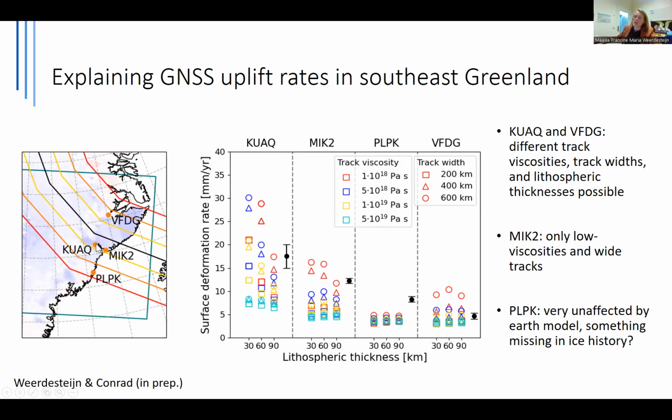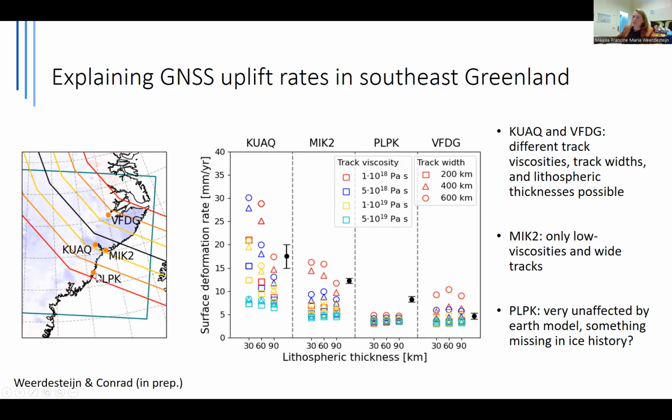these locations. So you can see that at the location here, which is actually located at one of the largest outlet glaciers in Greenland, where there's a lot of ice mass loss, we can match observations with a lot of different Earth models or track models for viscosity, lithospheric thickness and track width. And we can also see that the station located much closer to the ocean and further away from this outlet glacier, we can only match observations with very low viscosity, so that's the red, and relatively wide track width.